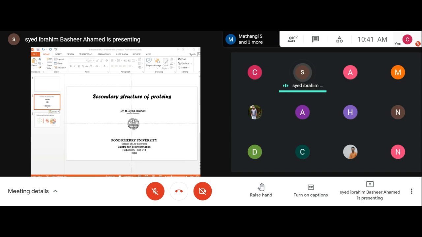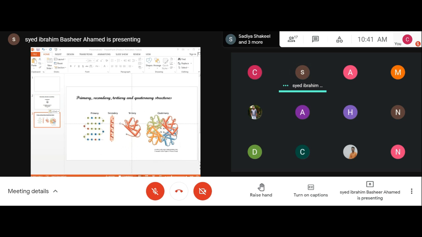So now we are going to see the discussion on the secondary structures of the protein. So here you can see primary, secondary, and tertiary, quaternary structures, right?